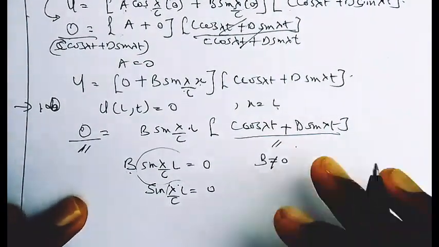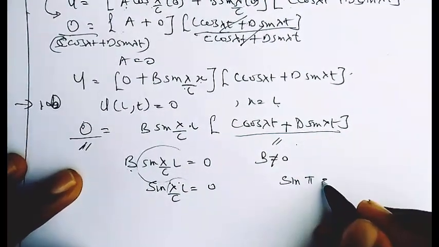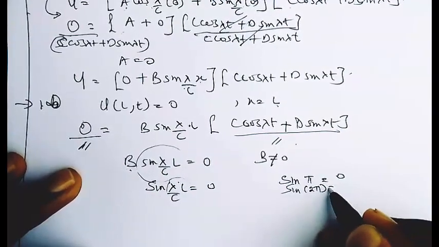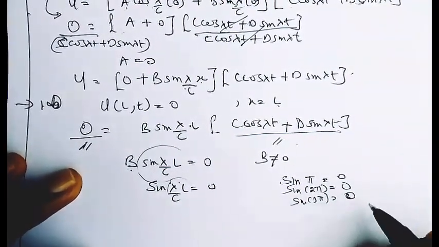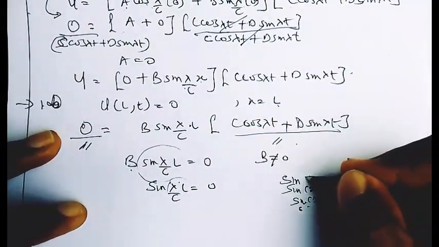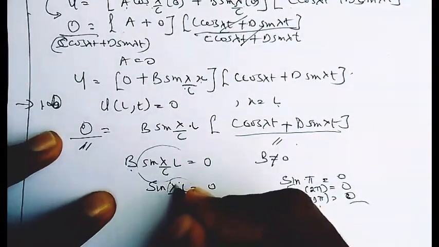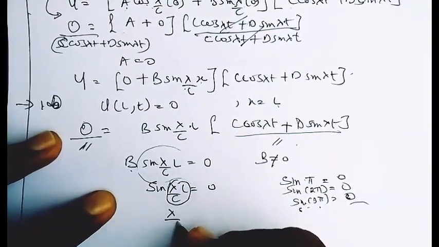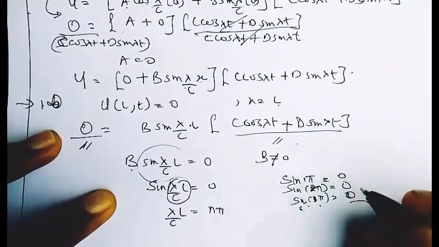Now let me explain what I mean. The only thing I can make sine equal to 0 is pi. Sine pi, that's sine 180, is 0. Sine 2 pi, that's sine 360, is also equal to 0. Sine 3 pi and sine 4 pi are also equal to 0. So 1, 2, 3 pi make sine equal to 0. The only way I can make this sine equal to 0 is when lambda over cl is equal to n pi, where n can be 1, 2, 3, 4, and so on.